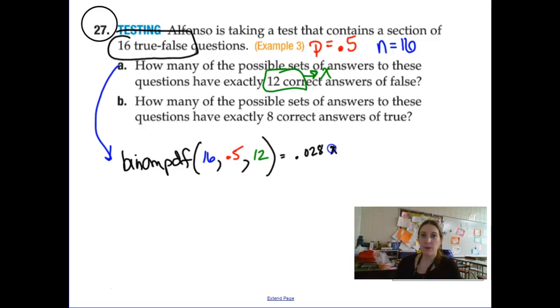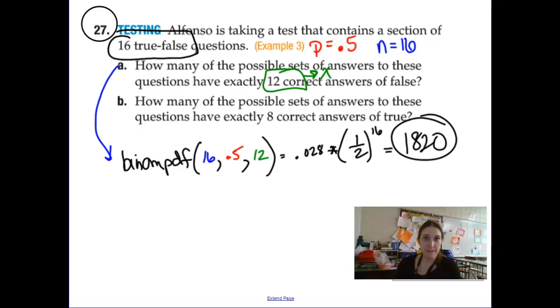But now we have to think about how many ways we could have answered that test. So 16 questions, all a 50-50 shot. That's like 1/2 times 1/2 times 1/2, 16 times. So there's 1/2 to the 16th power ways that we could answer this test. Yuck. So I'm just going to write that in my calculator's home screen and come up with my answer. And it comes out to exactly 1,820. I don't know if that was the easiest way to do that question. That's how I did it, though.